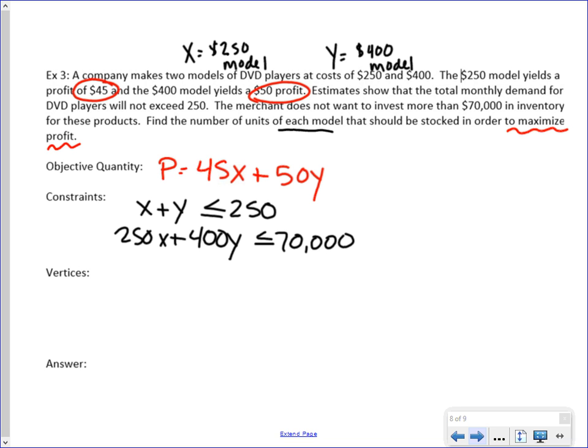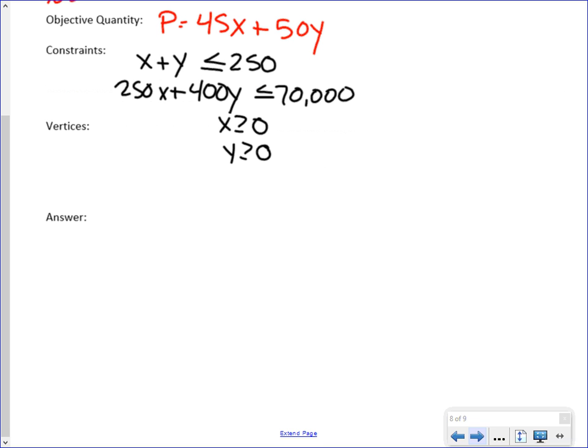You could. I'm not going to. But you could. Are there any other constraints in this real world that we live in? X must be greater than or equal to 0. It wouldn't make sense for me to have less than 0 DVD players. So we're really going to concentrate in the first quadrant. Now, we want to find the vertices so that we can plug them into the objective function that we wrote and find the answer, what's our maximum profit. But first we've got to graph.